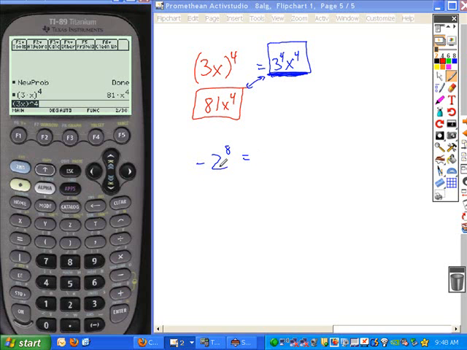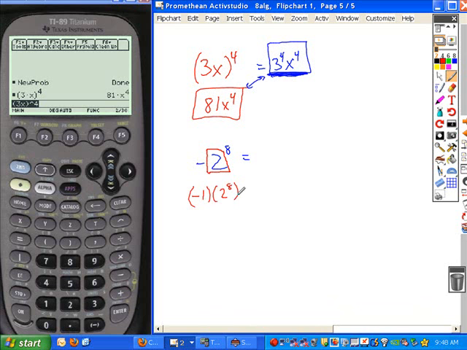Okay, so remember, this power of 8 only applies to what it's connected with unless there's parentheses around it. And then it becomes the power of a product rule. So there's no parentheses here, so the base is 2, not negative 2. Again, what this really represents is the quantity negative 1 times the exponent 2 to the 8th.